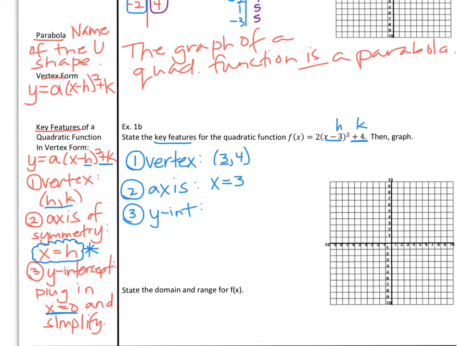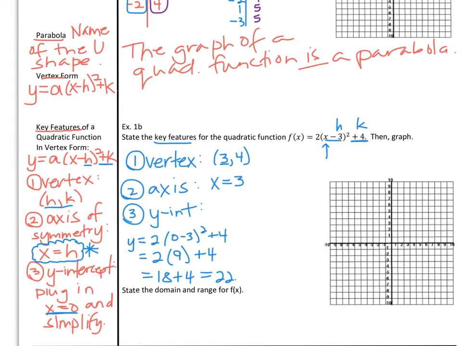We have to plug in 0 for x in the equation, so I'll start it off as y equals 2 times 0 minus 3 squared plus 4. And now we simplify. That should be an equal sign right there. There we go. 0 minus 3 is negative 3, and negative 3 squared is 9. 2 times 9 is 18, plus 4. Oh boy. That's too far off of our graph. That's crazy. All right, so let's take a look at what we can do.